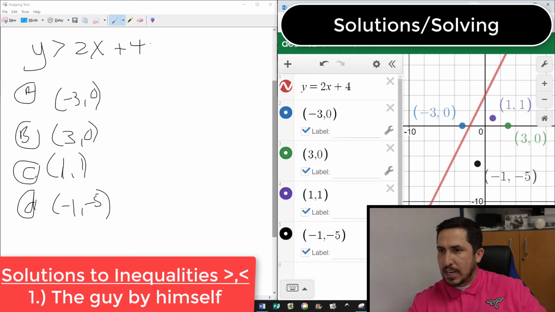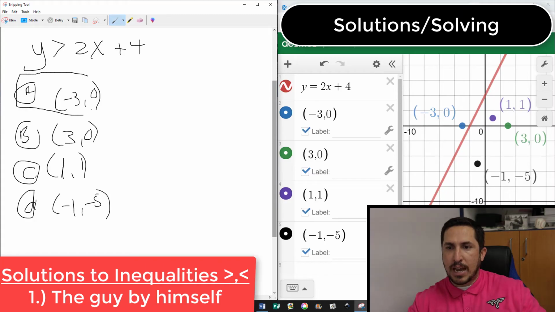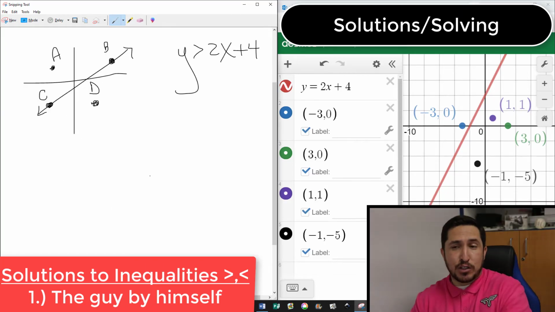So my answer here is negative 3, 0. So which one says negative 3, 0? Oh, it's choice A. Done. Finished it. I got it. I'm so smart. They might ask you for a solution like this.